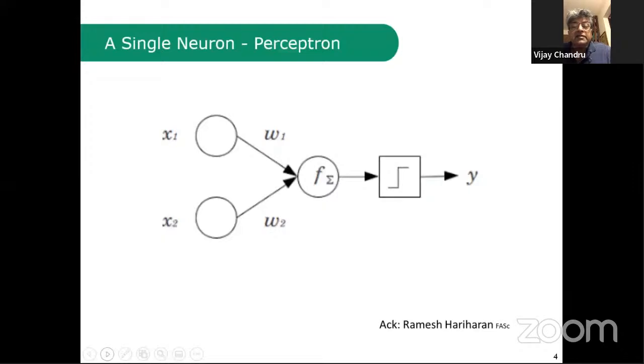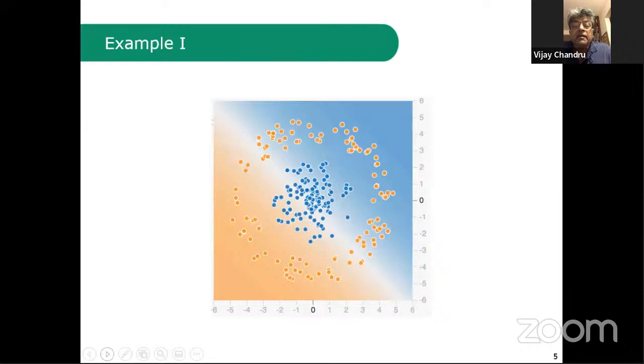And that's how a single neuron is modeled. Can we go to the next slide, please? Now, the idea of using such a device to separate a pattern. So here you have a pattern of blue dots and a pattern of orange dots, and you want to use this neuron to decide which are the blue dots and which are the orange dots.